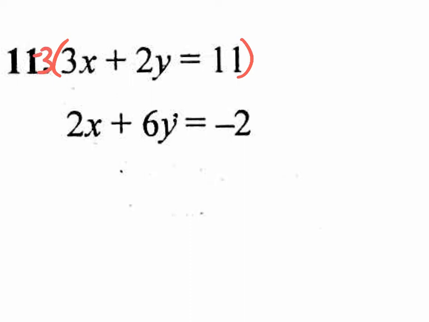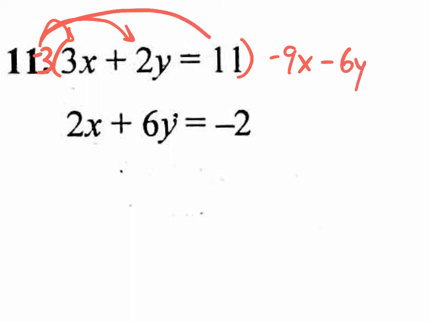Negative 3. To convert it to a negative 6y, of course. So let me distribute negative 3 times 3x. That'll become negative 9x. Negative 3 times positive 2y. That'll become a negative 6y. Negative 3 times positive 11. That's going to become a negative 33. There's my red equation up there. That's the new modified top equation. Now the bottom equation, we're going to leave it exactly the way it is.